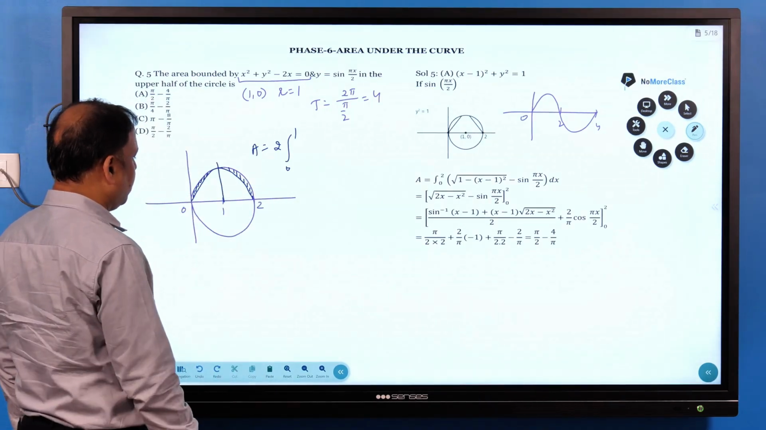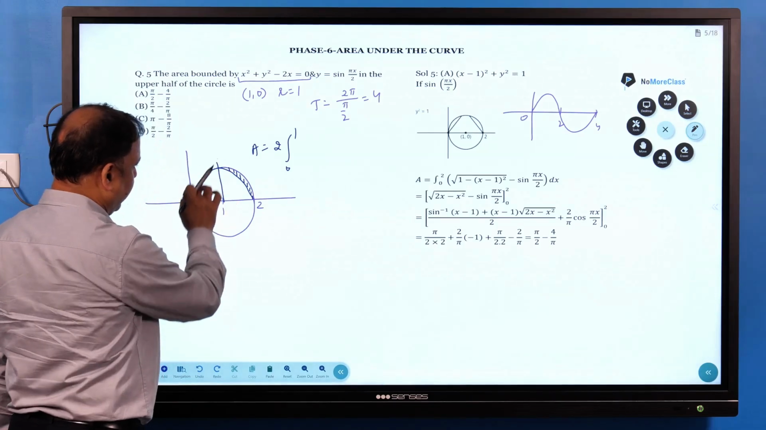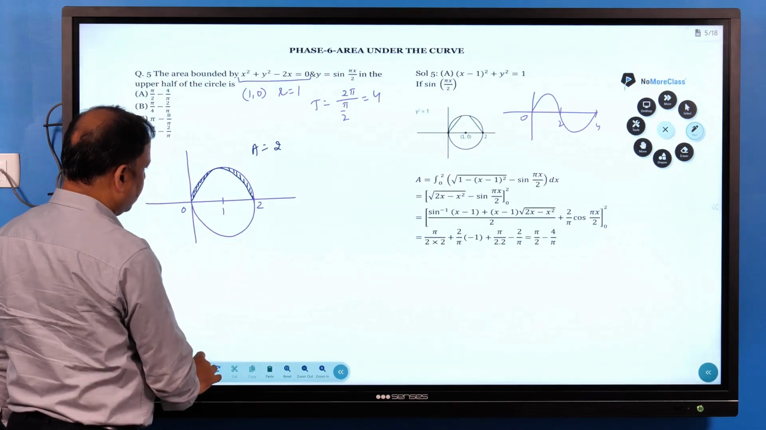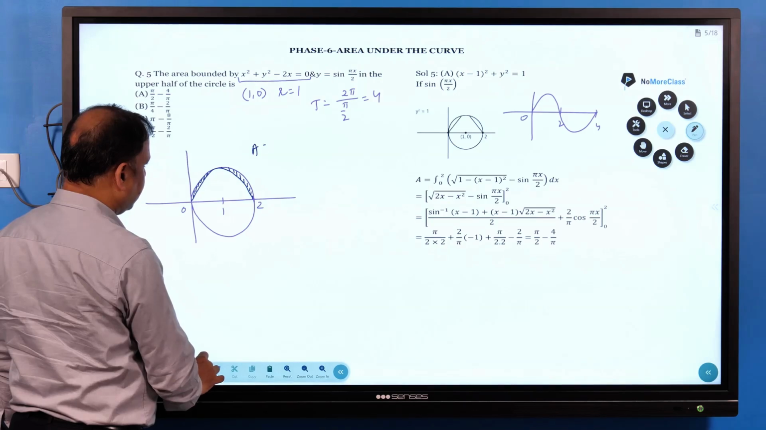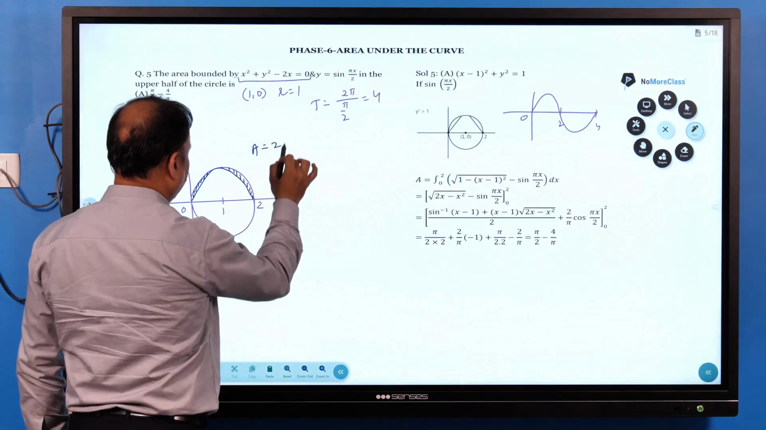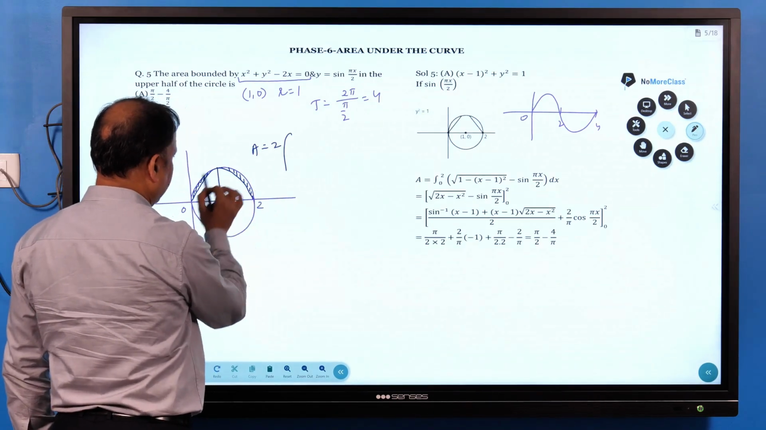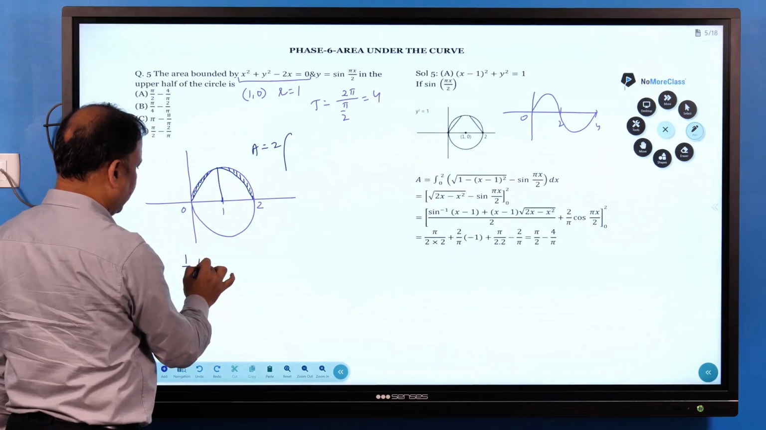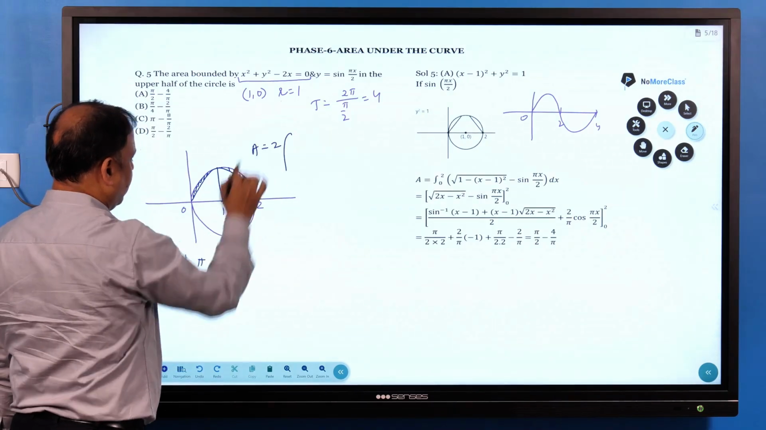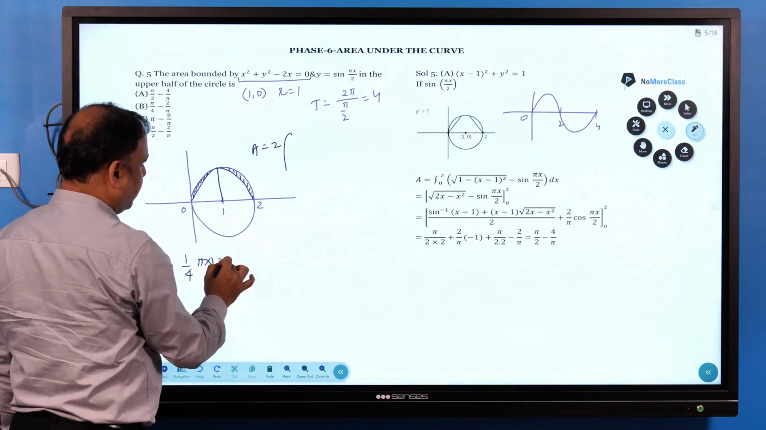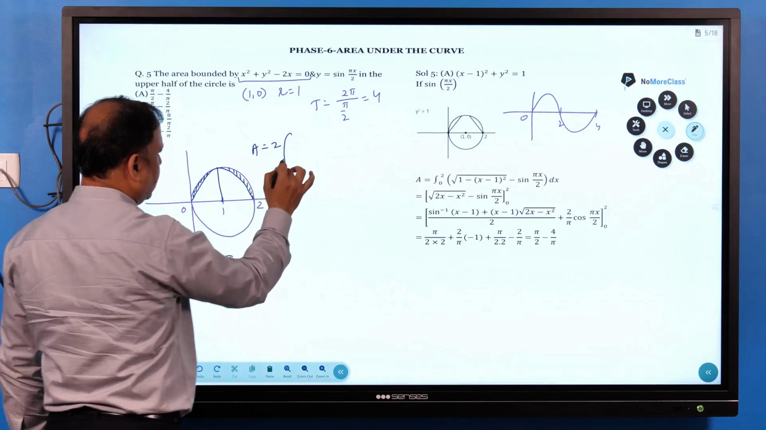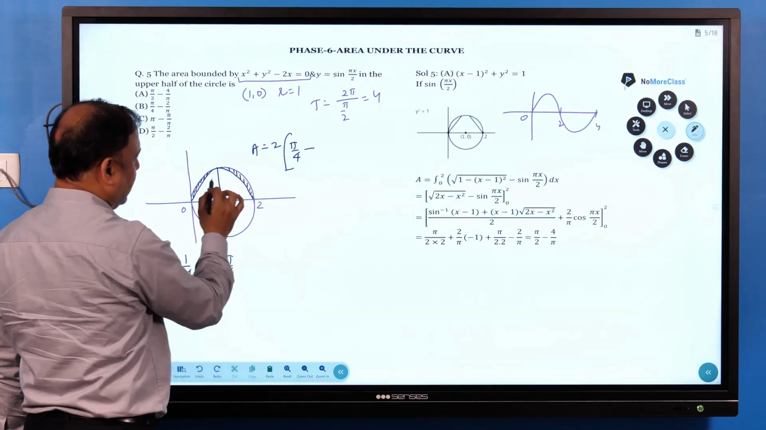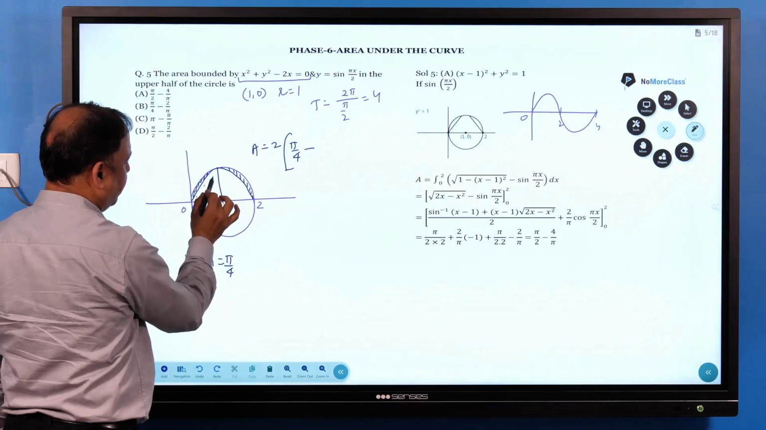So instead of finding this total area, I will find the area of the circle minus I will subtract this. So first I will find this area, which will be 2 times. What is this area here? It is 1/4 of the total area of the circle, 1/4 pi r square. R is how much? 1. So this is pi by 4. So this area is pi by 4 minus the area enclosed by this part.